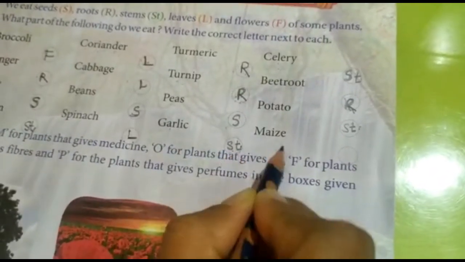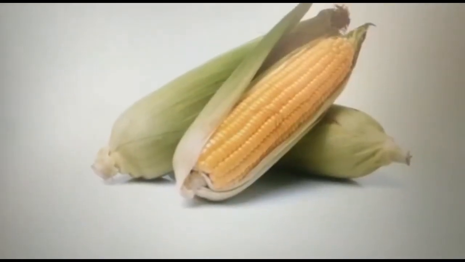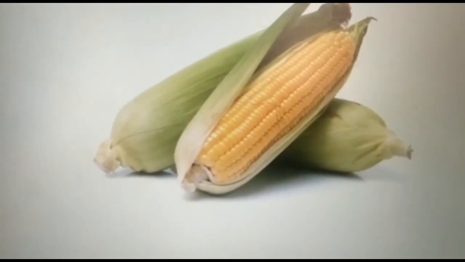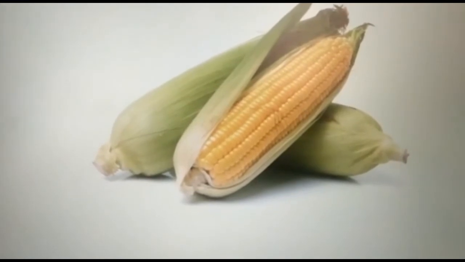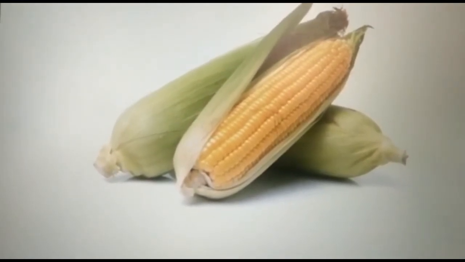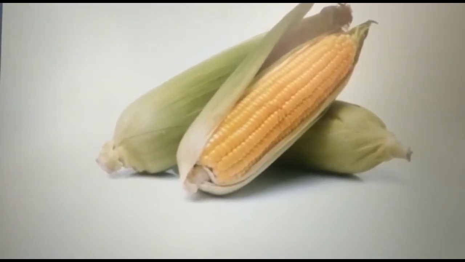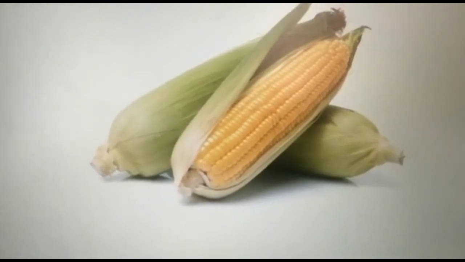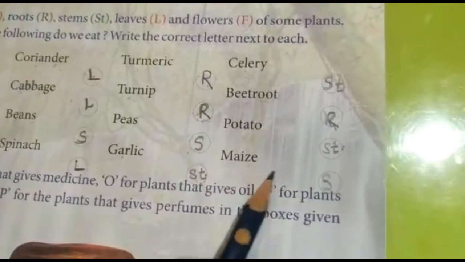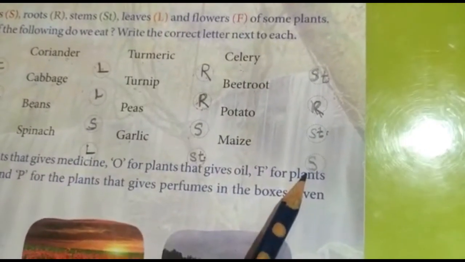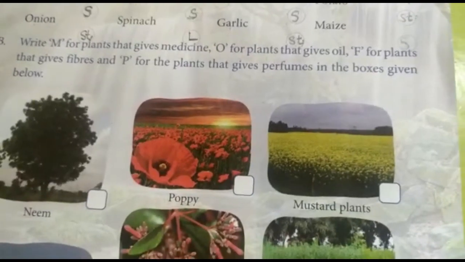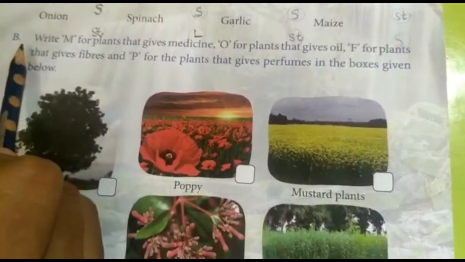The last one is maize. Now this is maize, right? This also gives you energy, quick energy. Now what do you think? This is the seed part that we eat. So we write just S after the word maize. We eat the seed part. Now section A is over. We'll move to section B.